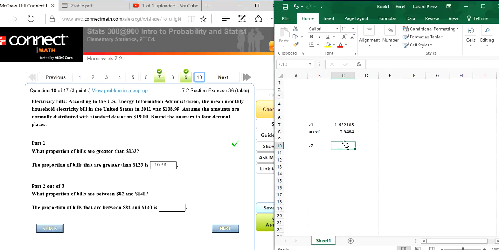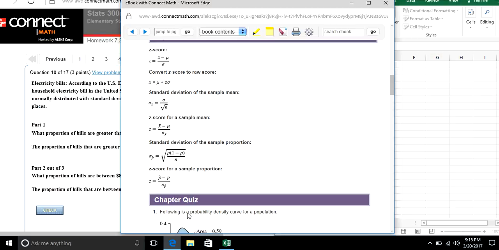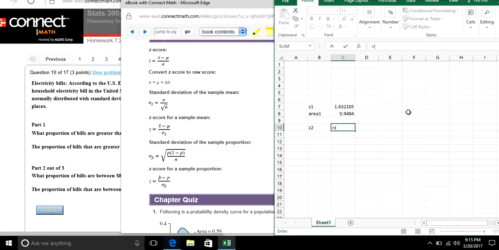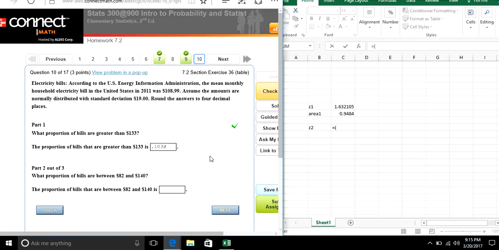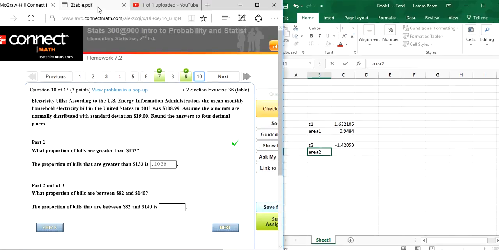All right, for the second z-score, we're just using our formula again. Just to remind you, this is the z-score formula. All right, so the x value is 82. So 82 minus the mean, 108.99, divided by standard deviation, which is 19. All right, equals negative 1.42. Let's find the area for that.